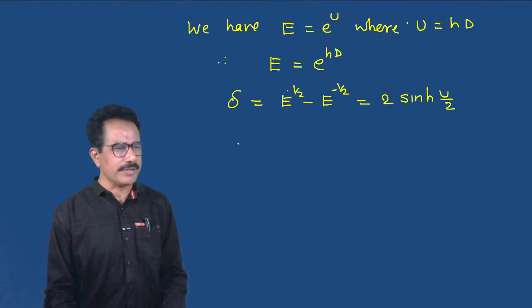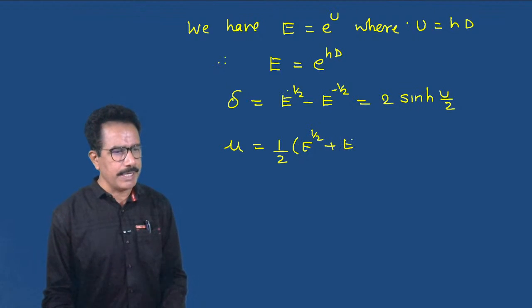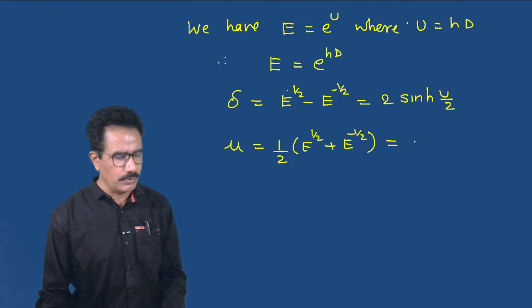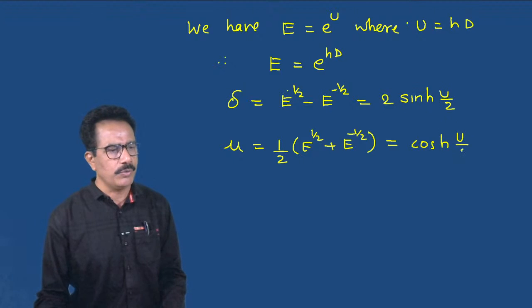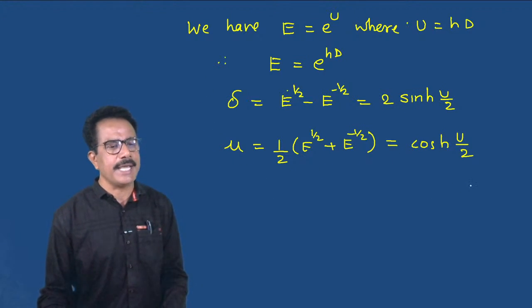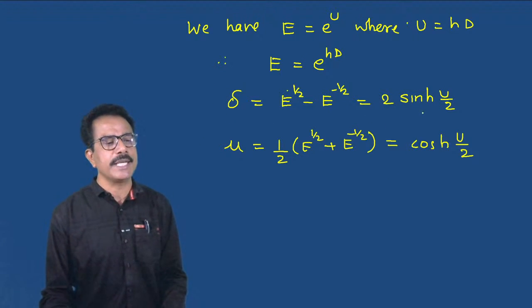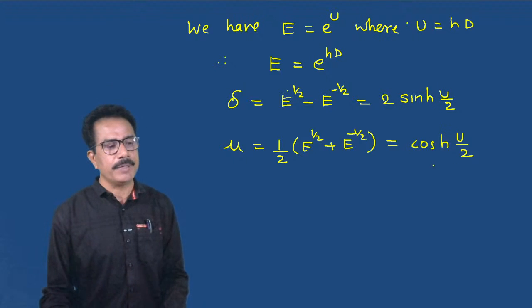या हायपरबोलिक फंक्शन मध्ये डिफाइन केला आणि म्यू इज इक्वल्स टू 1 by 2 e raised to 1 by 2 plus e raised to minus 1 by 2, which is equals to cos h u by 2. हे 2 कॅन्सल होतं. हे दोन रिलेशन आहेत, नवीन रिलेशन आहेत, तुम्हाला लक्षात राहावं म्हणून सांगितलेलं आहे. हे हायपरबोलिक एक्सप्रेशन आहे.